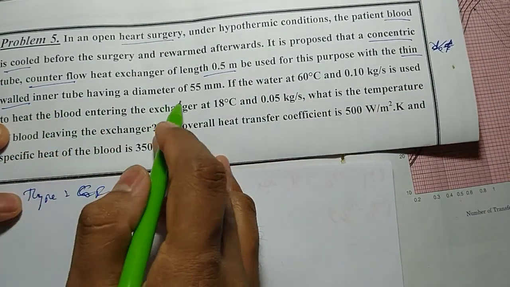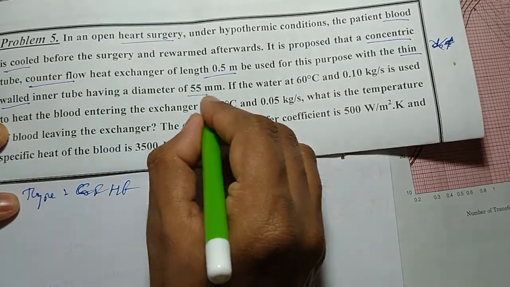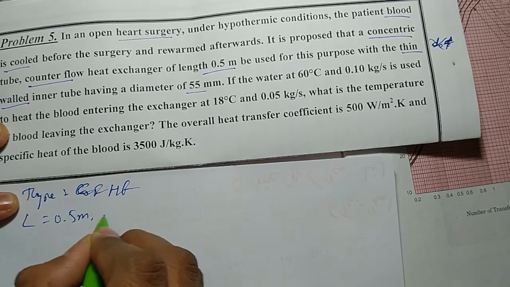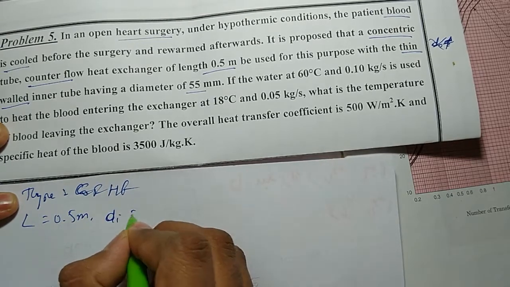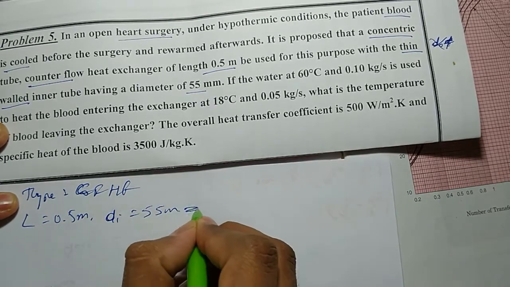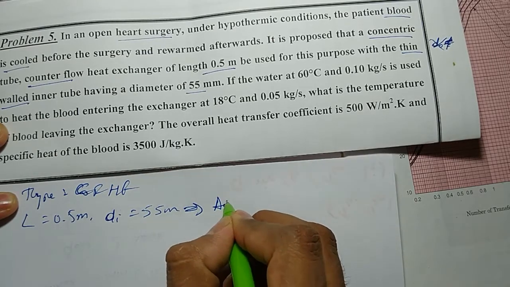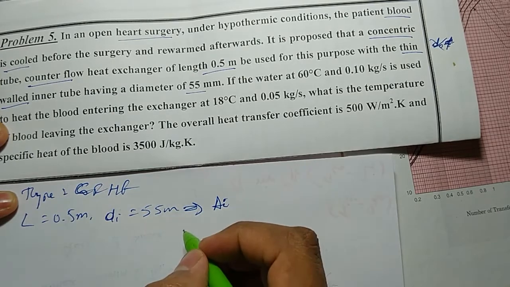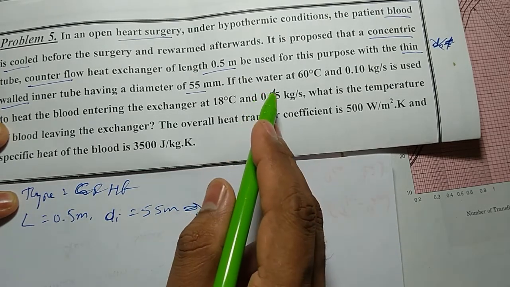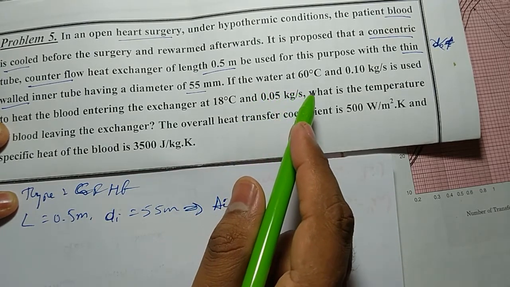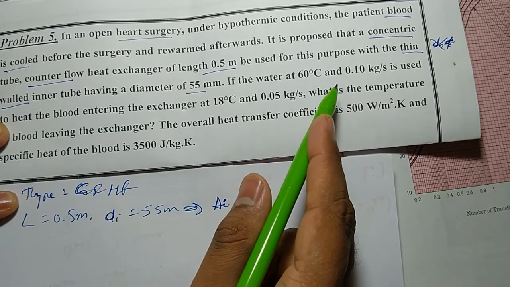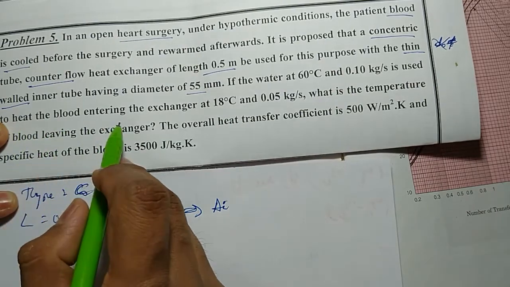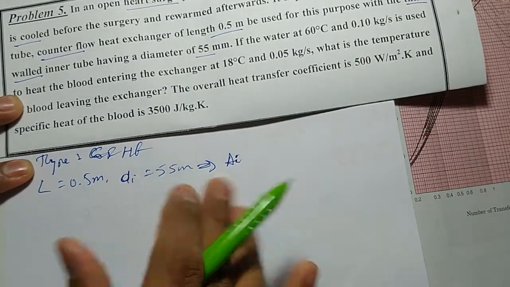In a tube having a diameter of 55 mm, Di is given. Length is 0.5 meter. Di is 55 mm. This is nothing but you can calculate the AI. AI is equal to pi into Di into L. You can calculate AI. If the water at 60 degrees centigrade and 0.10 kg per second is used to heat the blood entering the heat exchanger.